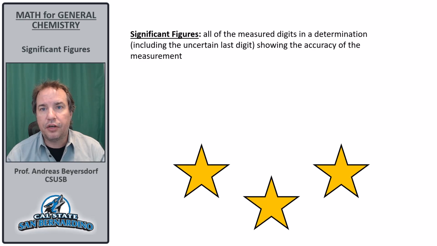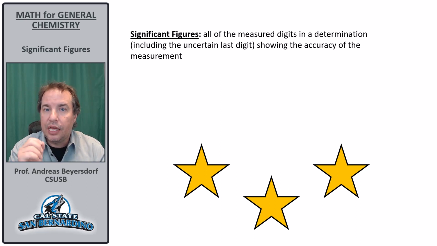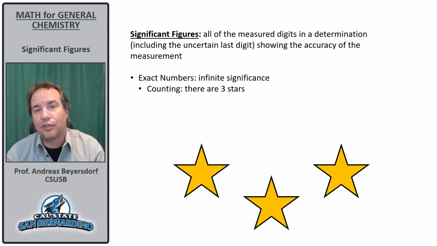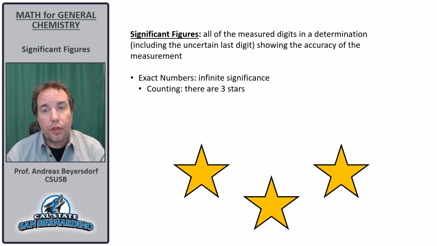Well, significant figures are the digits in a determination or a measurement, and how many digits there are shows the accuracy of those measurements. Now, this includes all digits, including the last digit, which is typically the most uncertain. Now, when we talk about measurements, sometimes we count, right? So for instance, on the screen there are 3 stars. I know with absolute certainty that there are 3 stars.